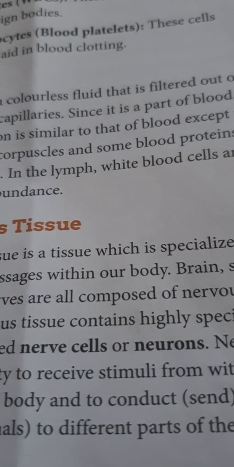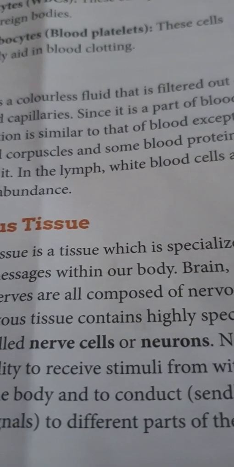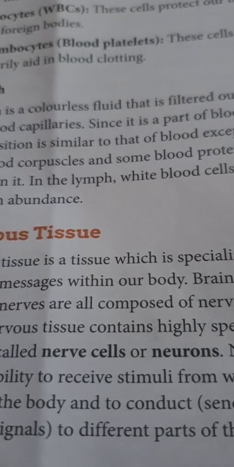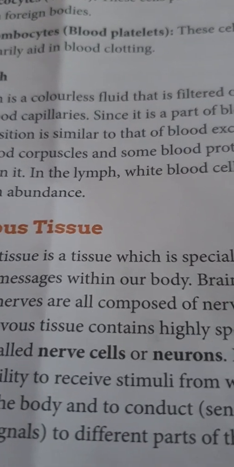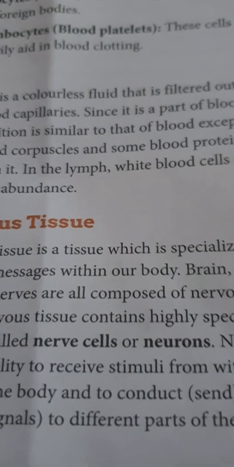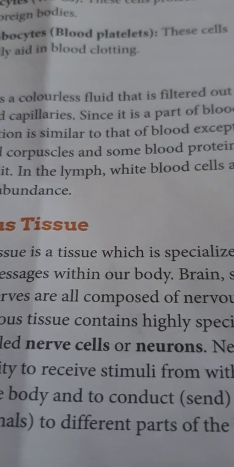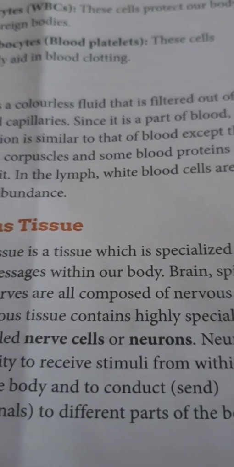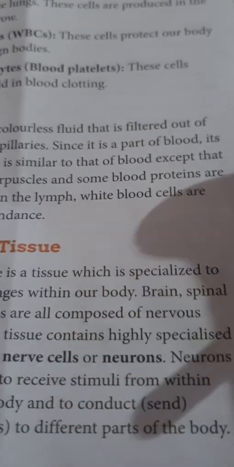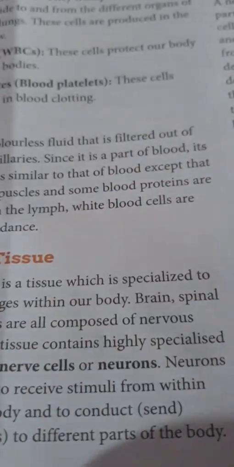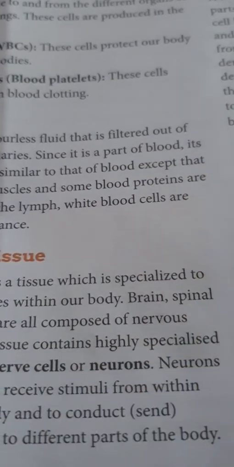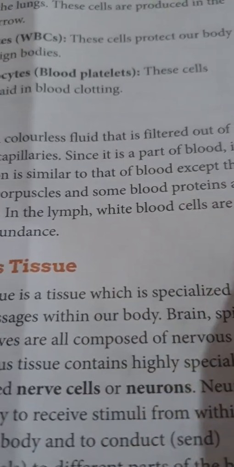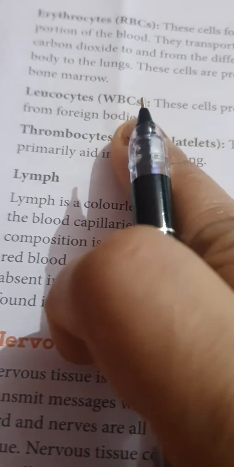So you can say that eosinophils are 2 to 4% in WBC, basophils are 20 to 25% in WBC, and the most commonly found, 60 to 70%, are the neutrophils in the WBC. So this was the introduction about the WBC and its types.